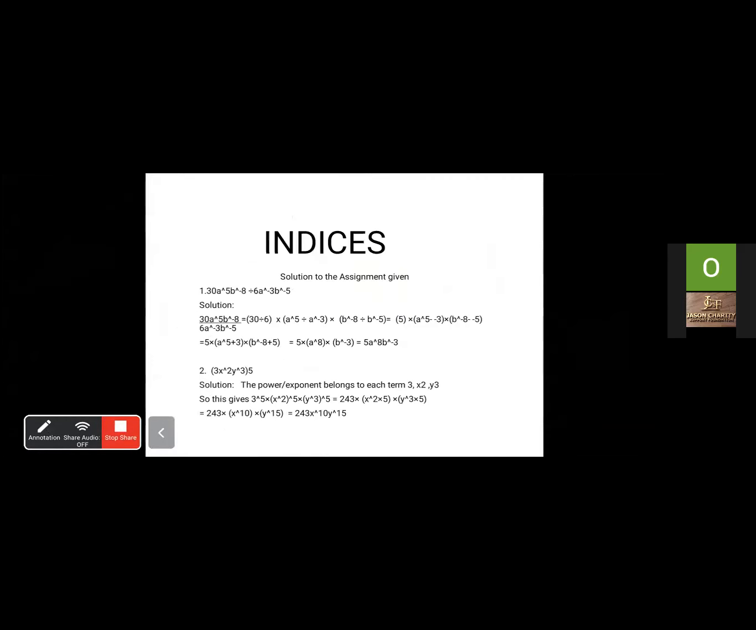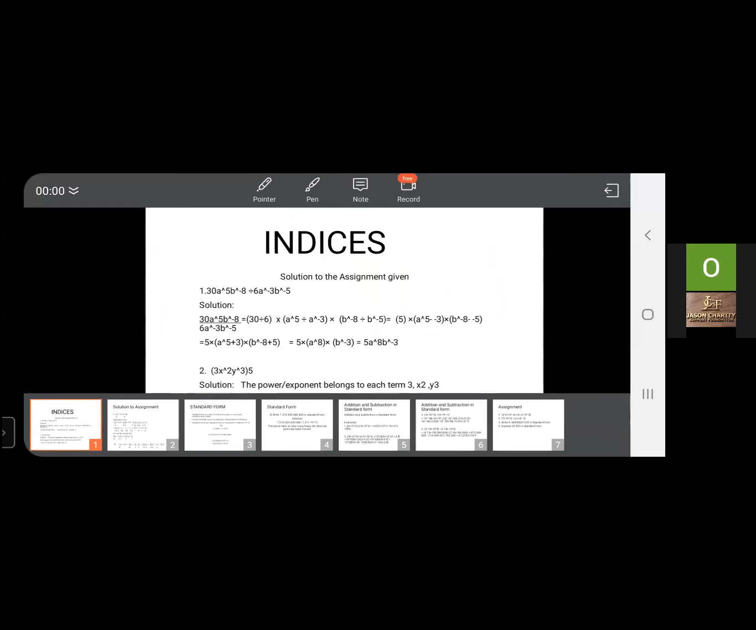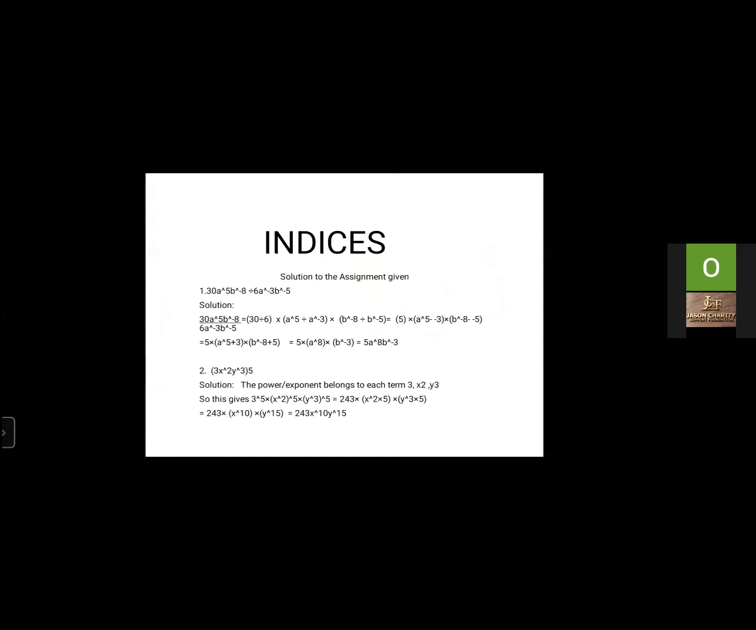So I said the first thing I did was write this out as normal division, 30 raised to power 5, b raised to power minus 8, all over 6 raised to power minus 3, b raised to power minus 5. So expressing this as individual terms and then collecting like terms. Looking at 30 a raised to power 5, b raised to power minus 8, all over 6 a raised to power minus 3, b raised to power minus 5. So I picked 30 divided by 6. 30 and 6 are ordinary numbers.